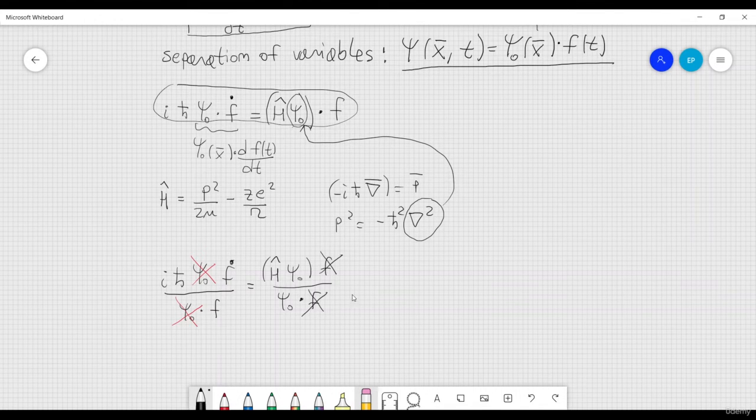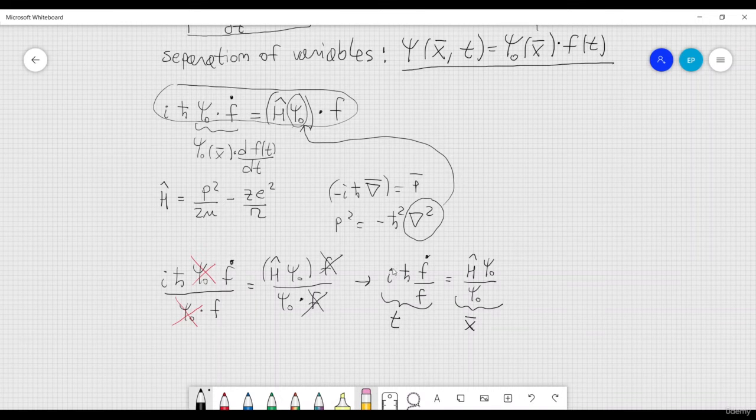So from here we get that i h bar f dot divided by f is equal to H acting on psi 0 divided by psi 0. This is important now, because on the left we have a function that depends only on time, on the time variable t, whereas on the right we have a function that depends only on space, on the spatial variables x, y, z, or more concisely, on the vector x. The vector x contains three variables, but the vector x and the variable t are two independent quantities.